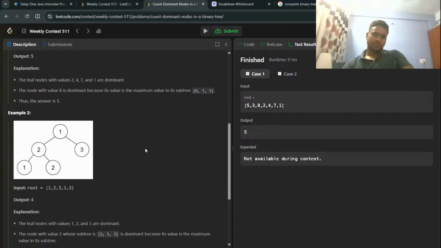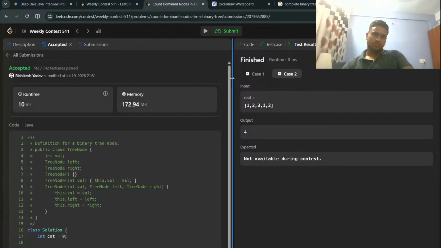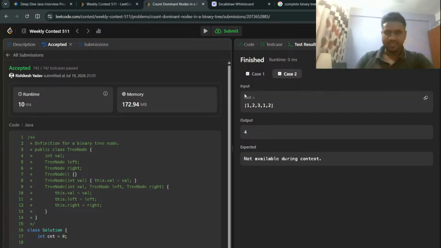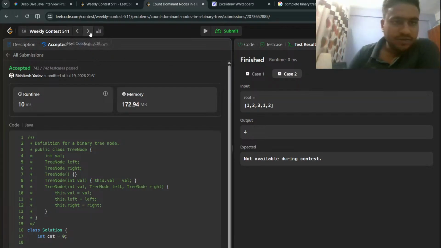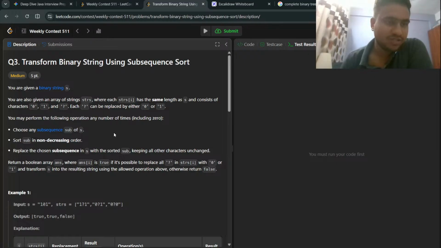Five, five, four, four. Okay, that's the correct answer. And now moving to the third question, we are trying to solve the third one: Transform binary string using subsequence sort.